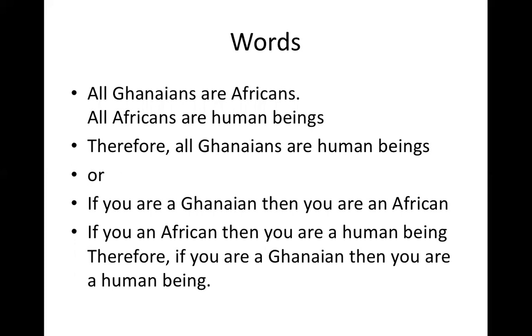You can extend this argument by adding more premises. You can say all Ghanaians are Africans, all Africans are human beings, all human beings are creatures of God, all creatures of God will be forgiven on the last day. All those who are forgiven on the last day will go to heaven. Therefore, all Ghanaians will go to heaven. So that's a hypothetical syllogism.